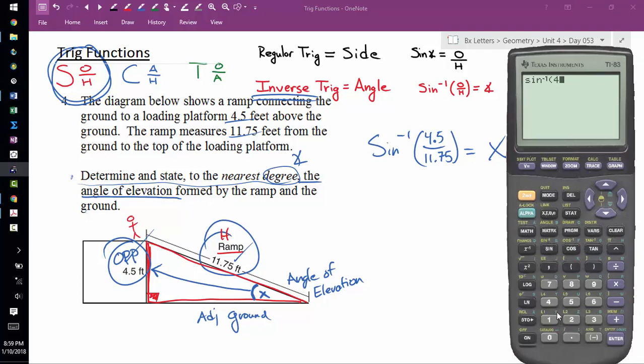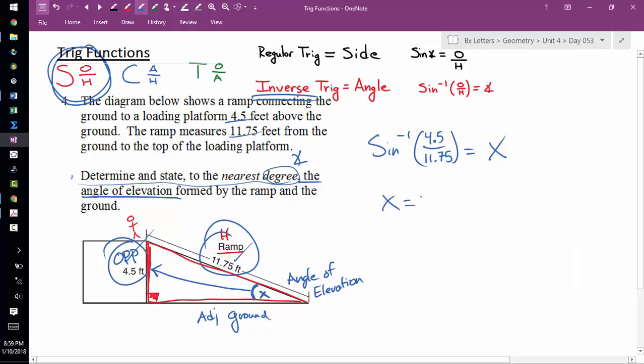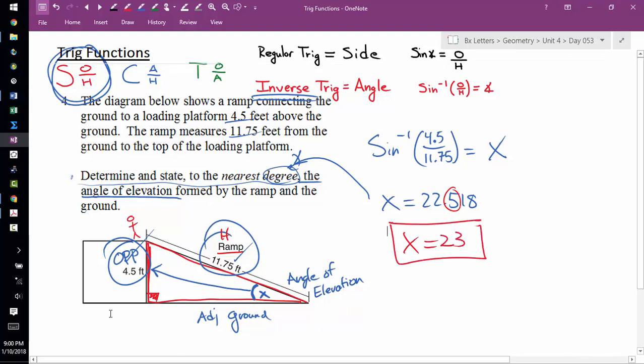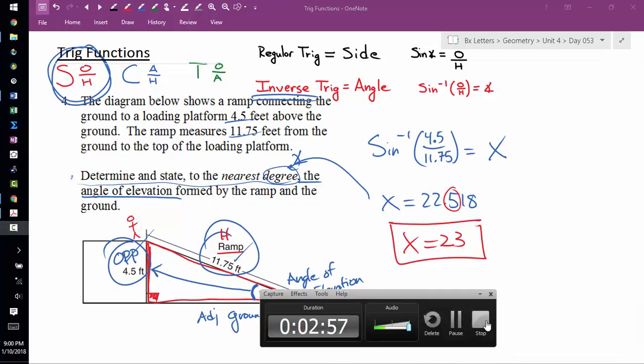So let's go ahead and type that in our calculator. Inverse sine, 4.5, my opposite, divided by 11.75, my hypotenuse, and that's 22.518. And I'm just going to verify how they want me to round. They want me to round to the nearest degree, so I look at the tenths place and I say, well, is that 5 or higher? Yes. Then I'm going to round that up to a nice even 23 degrees. The angle of elevation is 23 degrees.